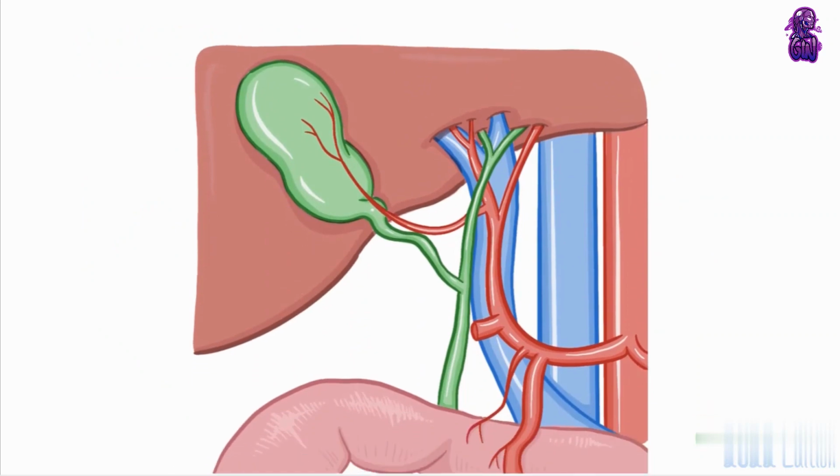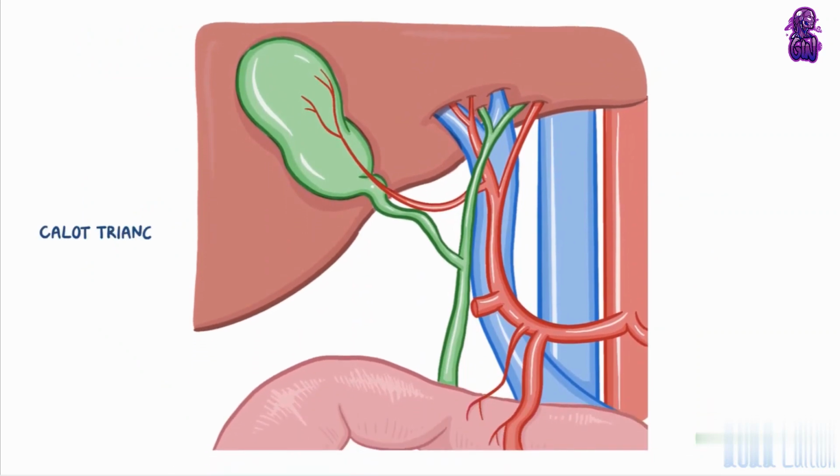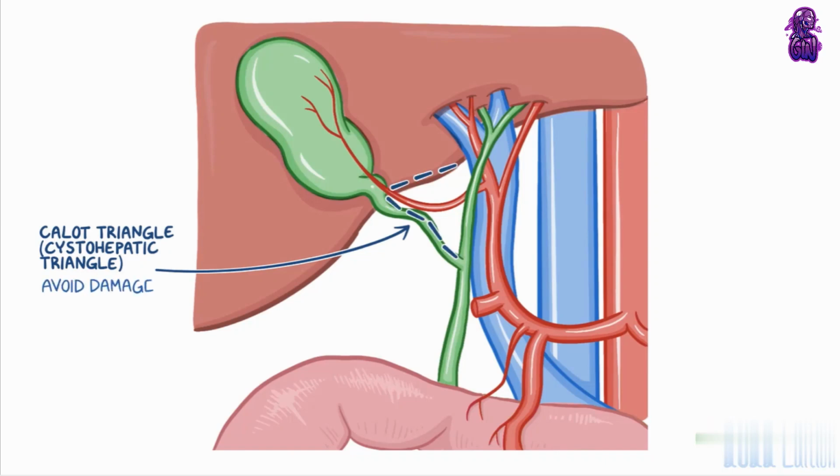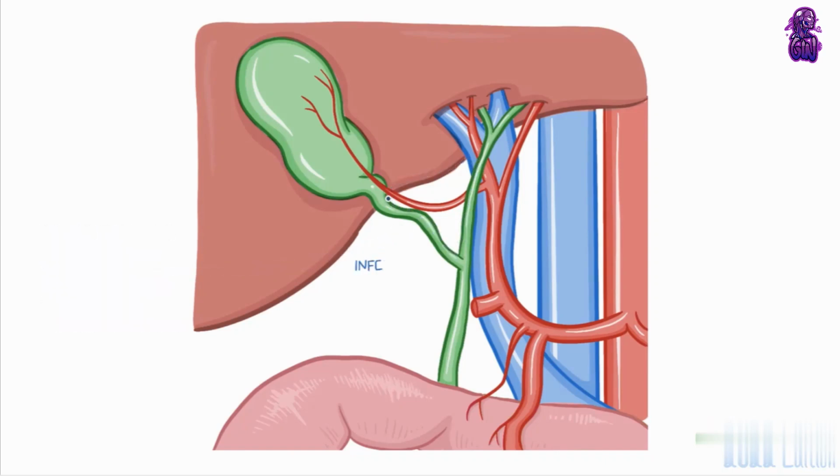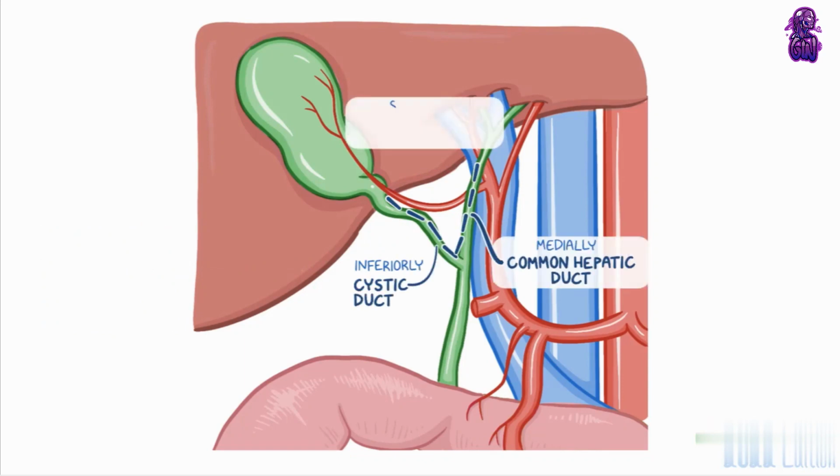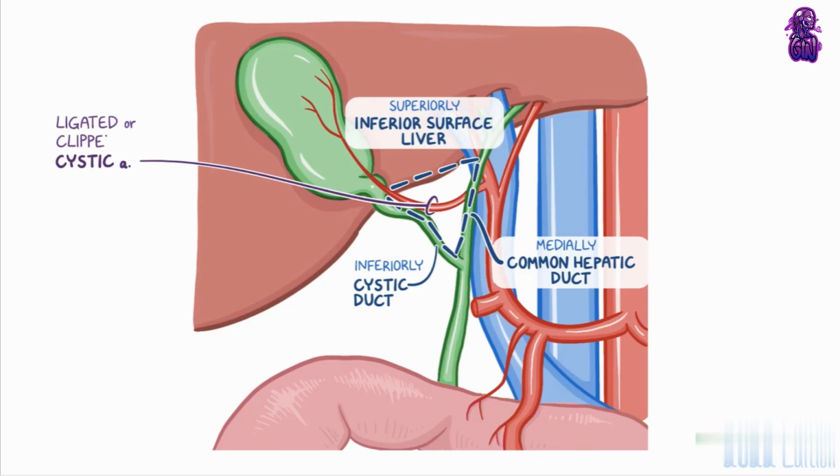During surgery, it's important to identify Calot triangle, or the cystohepatic triangle, in order to ensure safe ligation of the cystic duct and cystic artery. The triangle is bounded inferiorly by the cystic duct, medially by the common hepatic duct, and superiorly by the inferior surface of the liver. The cystic artery is located within the triangle and is identified during a laparoscopic procedure and then ligated or clipped off.